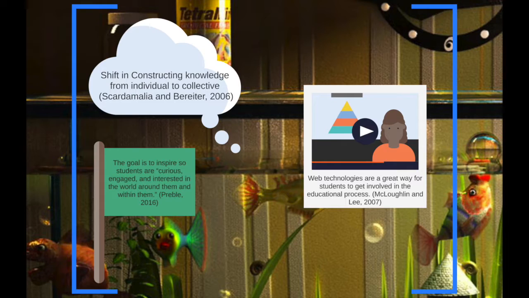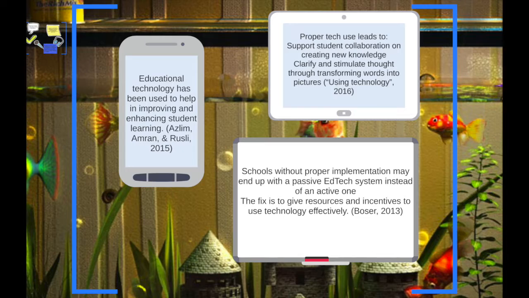According to McLaughlin and Lee, web technologies can play a crucial role in fostering knowledge building in communities or networks and aid in the preeminence of content creation over content consumption and the collaborative production of knowledge. The key, according to Preble, is inspiring students to become curious, engaged, and interested in the world around them and within them. Using technology effectively is a large responsibility for teachers, and when used correctly, educational technology has been used to help in improving and enhancing student learning.